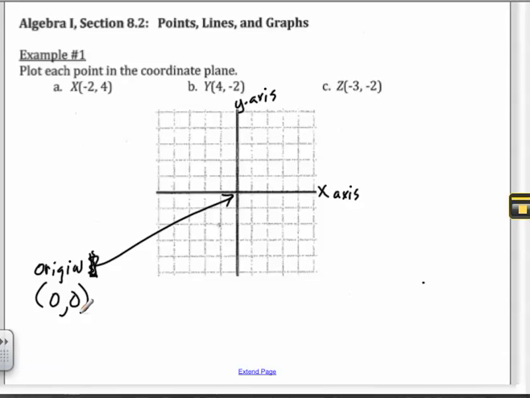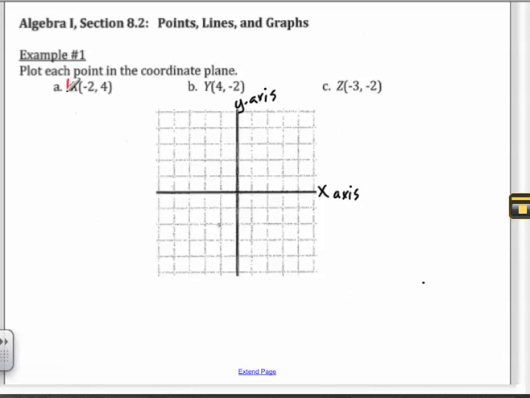All right? Now I'm going to get that out of the way, because they want us to plot these 3 points. And remember, guys, and this is what we tell third graders. We always move a ladder before we climb it. We always move left to right on the x before we go up and down on the y.